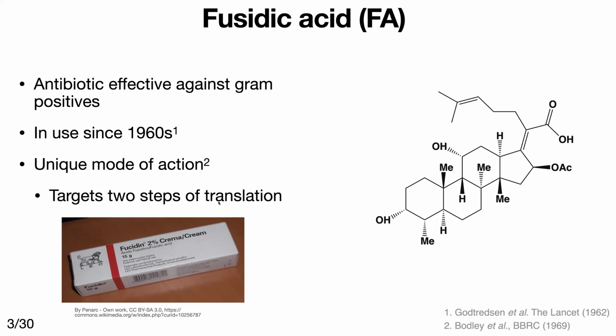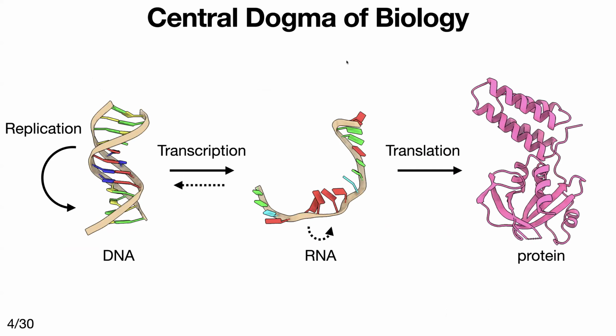And when I'm talking about translation here, I'm not talking about translating languages, but it's kind of similar in a way. So what is this translation? If we look at the central dogma of biology, we have our genes stored in DNA, and they have to get into proteins to give an effect. And first, the DNA is transcribed into RNA, which is another medium, and this can be read and translated into actual proteins. And this is what fusidic acid targets, the translation step, or the protein synthesis, basically.